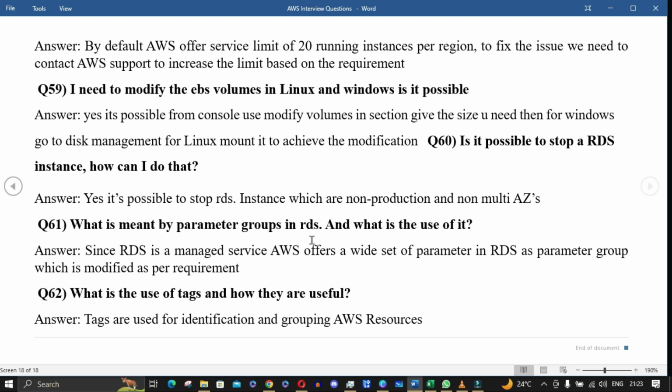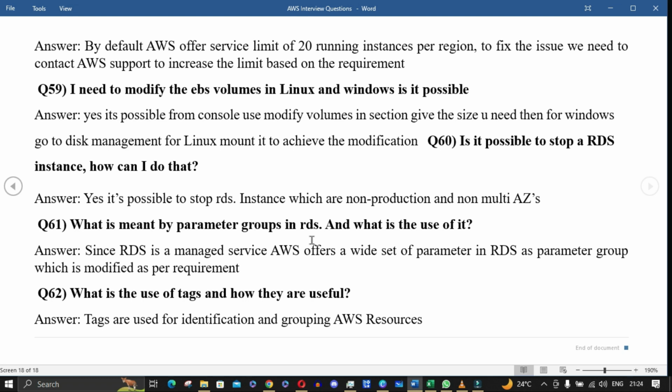I need to modify the EBS volume in Linux and Windows. Is it possible? Yes, it is possible. From the console, use modify volumes, and give the size you need. Then for Windows, go to disk management. For Linux, mount it to achieve the modification.